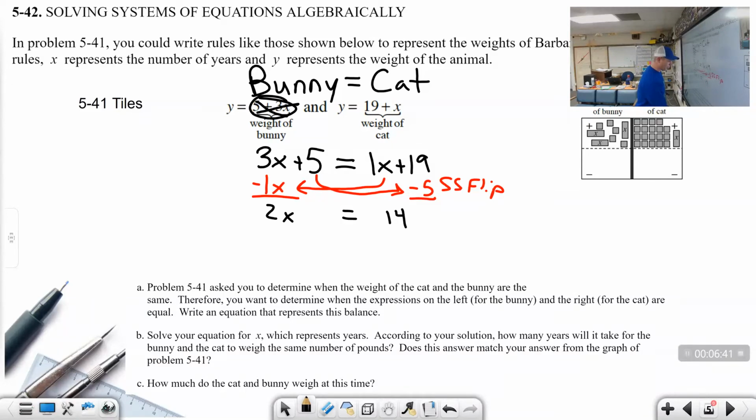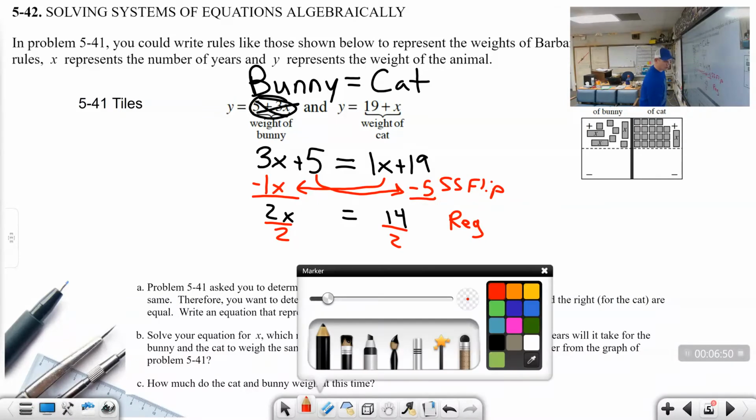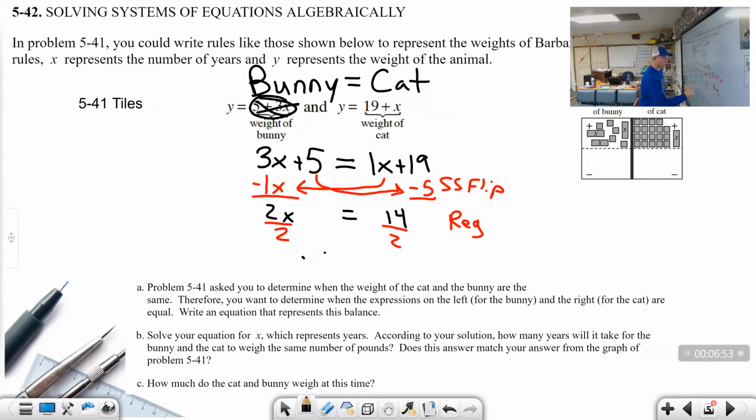My next legal move, I'm going to do a regroup. A regroup is like division. Divide by 2, divide by 2. Now I know x is 7 years. Remember, the real world quantity that we're talking about here is in years. So in that sentence, check your work. In how many years? What did you write? Was it 7? Did you get that right? In 7 years, they will be the same.